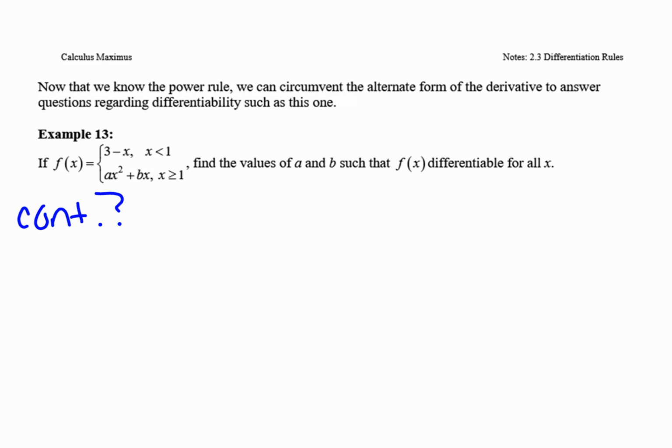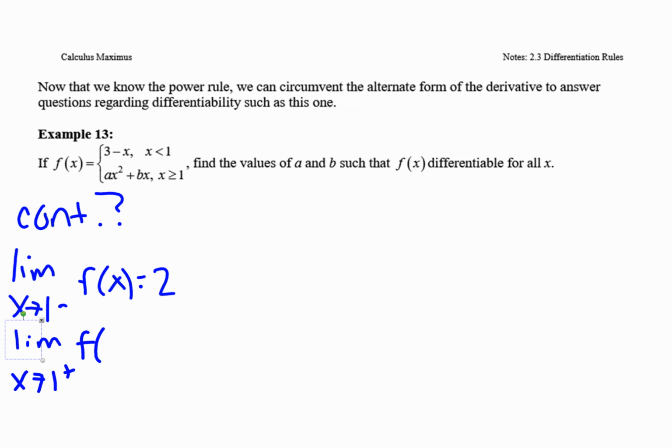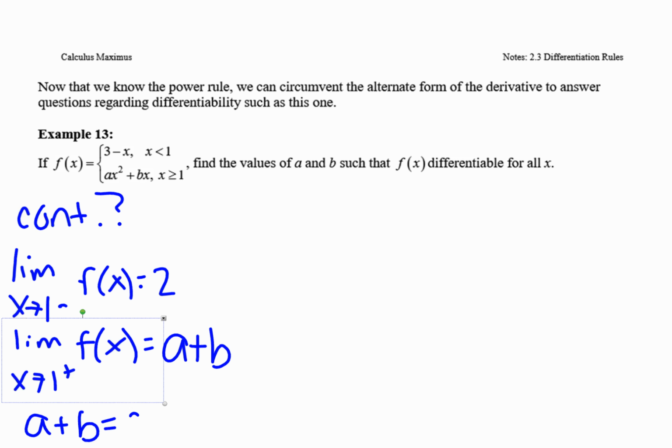All right, so the only place it would not be continuous would be at our part where the piecewise function changes. So let's take the limit as x approaches 1 from the left. So that would be in the 3 minus x part. 3 minus 1 is 2. We have the limit as x approaches 1 from the right. If you put 1 in for each x value, you're going to get a plus b. So that gives us this nice equation. Okay, a plus b equals 2. And then we'll figure out where it's differentiable.